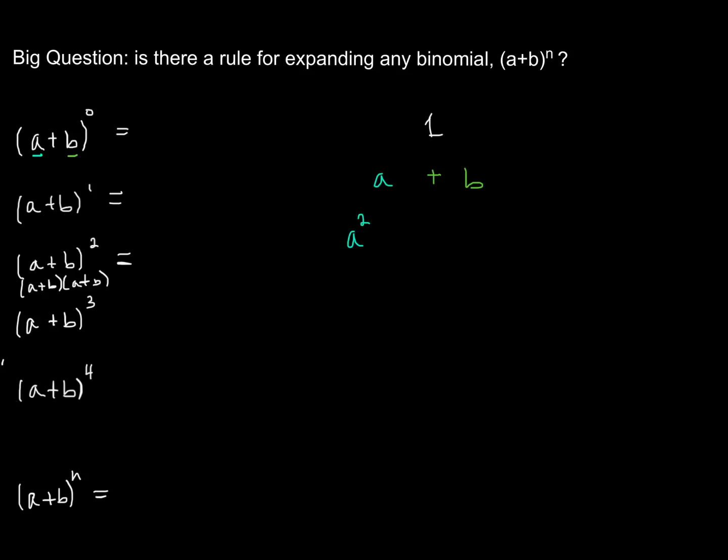then I'm going to have a times b and another a times b, meaning I'll have 2 of those a times b values. And last, I'll have b times b, which will be b squared.